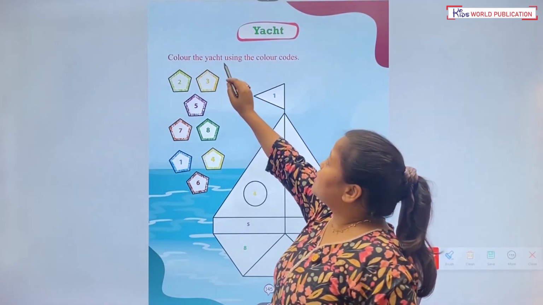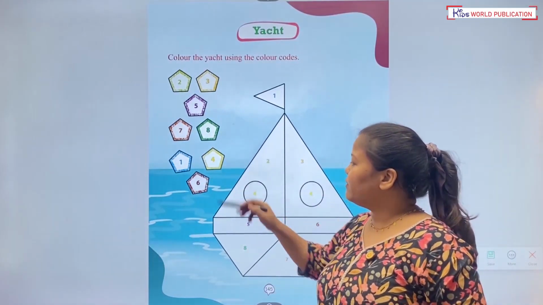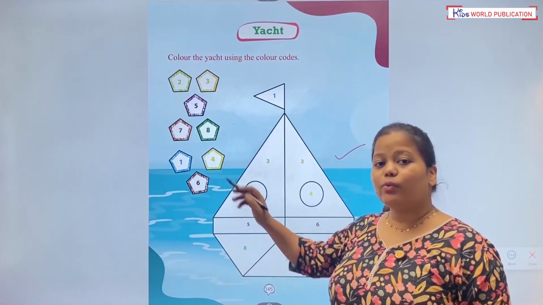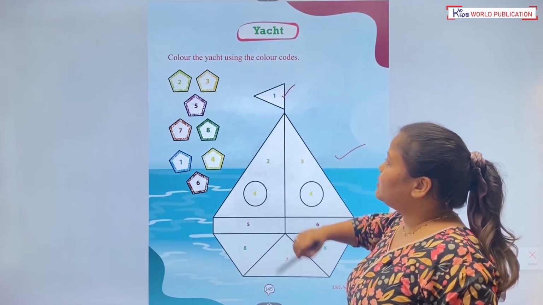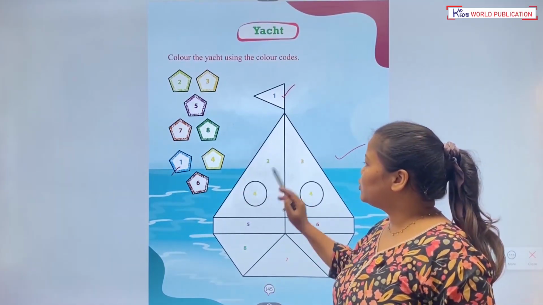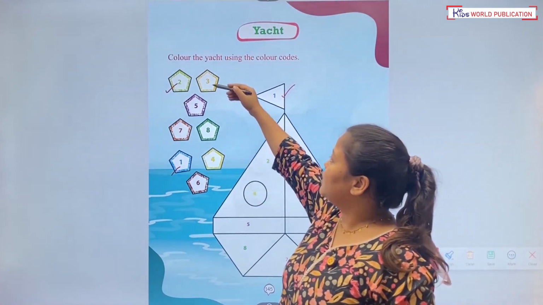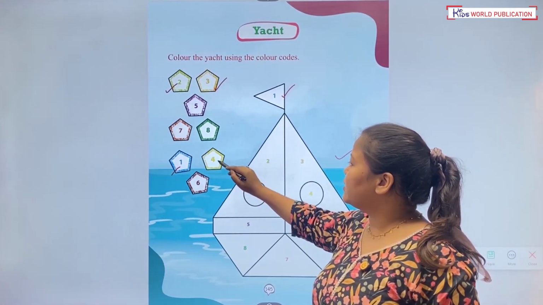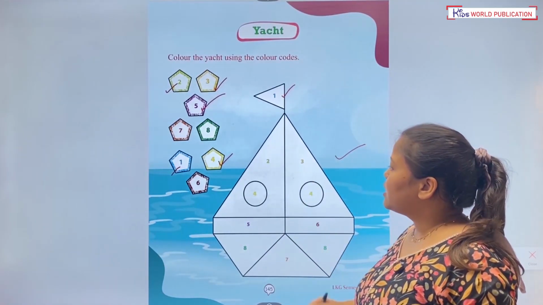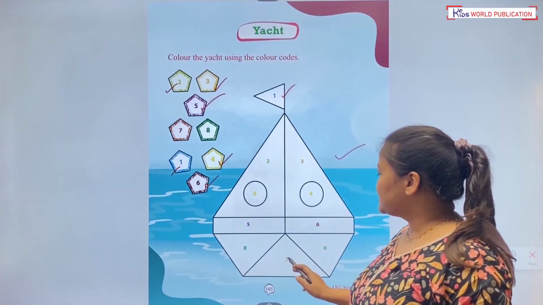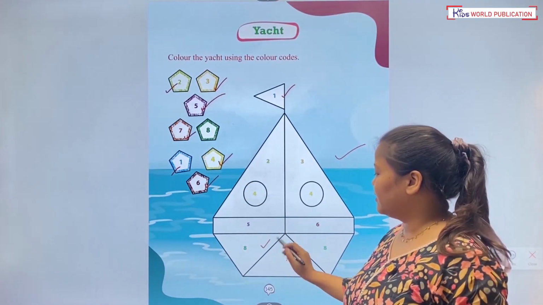Yacht. Color the yacht using the color codes. So kids, here you can see color codes are given and yacht is drawn. You will use color code to fill the yacht. For example, 1. This part you will color in blue. 2. This part you will color in neon green. 3. This part you will color in yellow. 4. You will color in lemon yellow. 5. You will color in purple. 6. You will color in brown. 7. You will color in orange. 8. You will color in green.